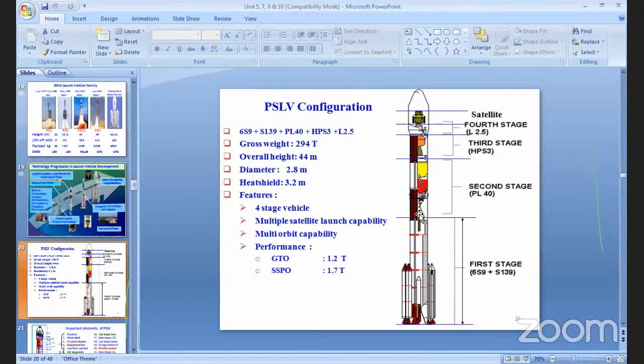Okay, if we go into the internal structure of this one, the gross weight may be 294 tons, and the height may be 44 meters. The diameter may be around 2.8, and the heat shield is 3.2 meters, and it is a 4-stage vehicle.